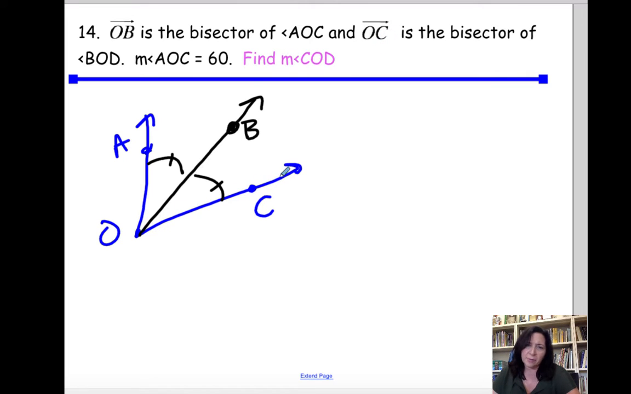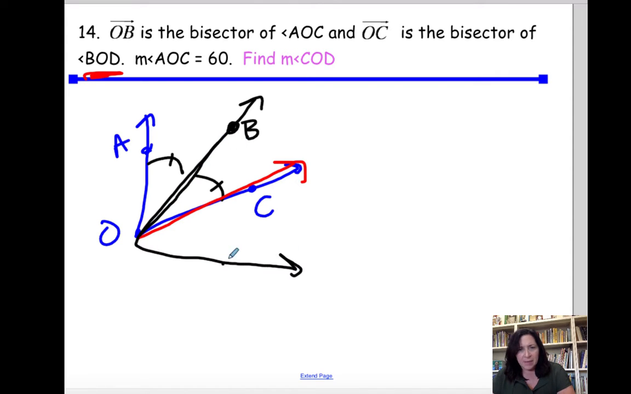Here's OC. Now they're saying OC is the bisector of BOD. I'm thinking to myself, I don't see D on here. See BOD? So that must mean that this angle here, BO, has got to come out this way. Because if OC is a bisector, then whatever this is here, that's the same value here.